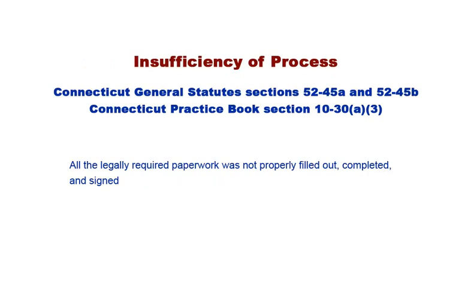Insufficiency of process. Process refers to all the legally required paperwork which is necessary to begin a lawsuit. These papers can include the writ of summons, the complaint, and any other documents that may be required for a specific claim. These papers must be properly filled out, completed, and signed to be legally valid. Insufficiency is when these papers are not properly filled out, completed, or signed.